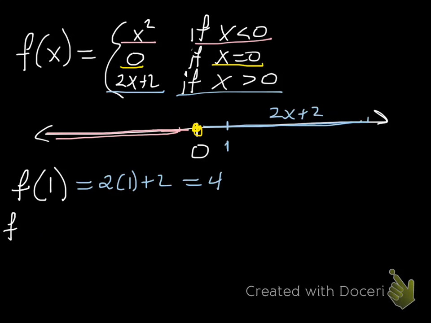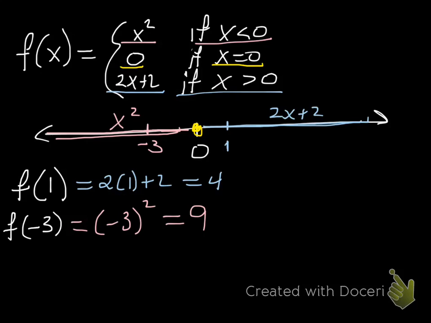Then they ask us to find, I think it's f of negative 3. So first thing we got to do is, well, is negative 3 greater than 0, equal to 0, or less than 0? It in fact is less than 0. So when we're less than 0, we're going to use the x squared function. And instead of using the x, we're going to use negative 3 as our x. And plug that in, and we get 9.